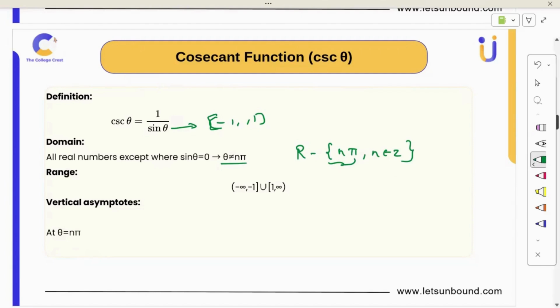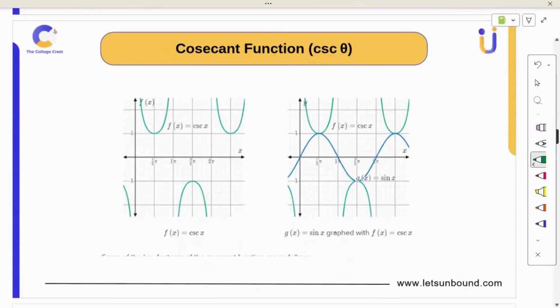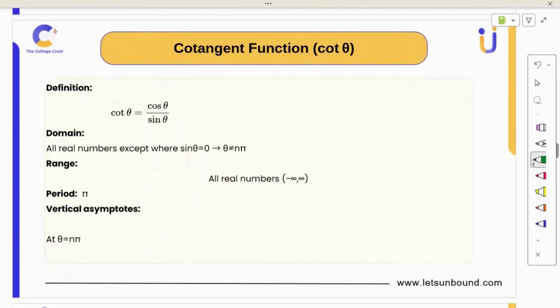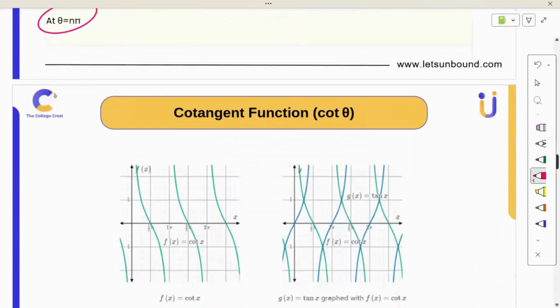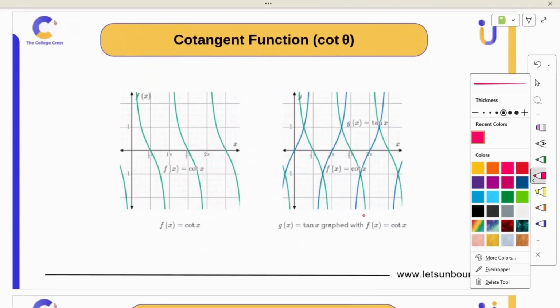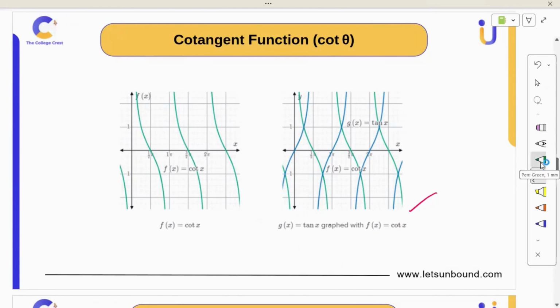Right? And here is a function you can pause and understand. Cosecant versus sine. Right? And the cotangent function is cos by sine. Tan is sine by cos, cot is cos by sine. So wherever sine theta becomes 0, it will not be defined. So all real numbers from -∞ to infinity is your range. Like how tan behaves, right? Cotangent, like tangent, also has all real numbers. Period is pi, vertical asymptotes at theta equal to n pi. Right? Now, this is the thing you can understand. Tan versus cotan is here.